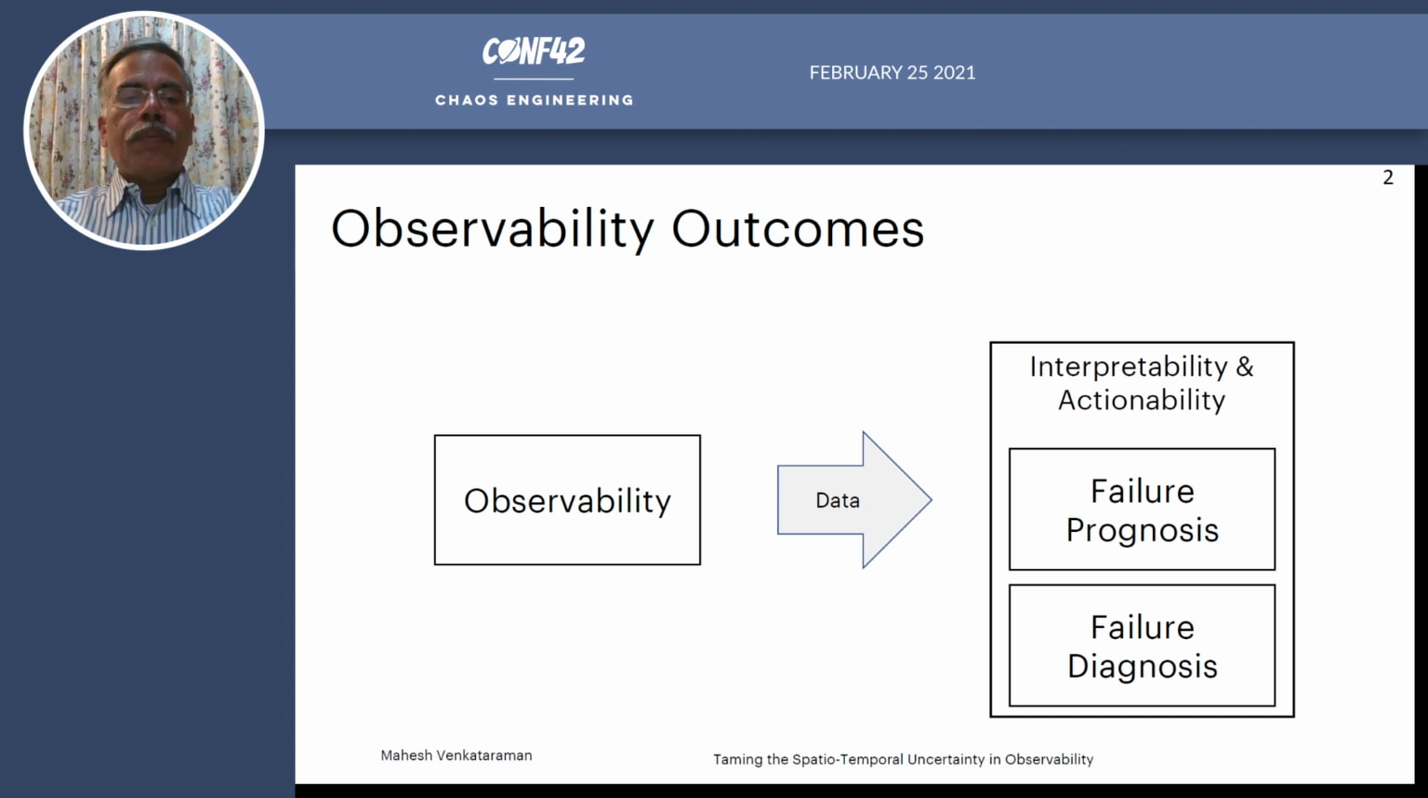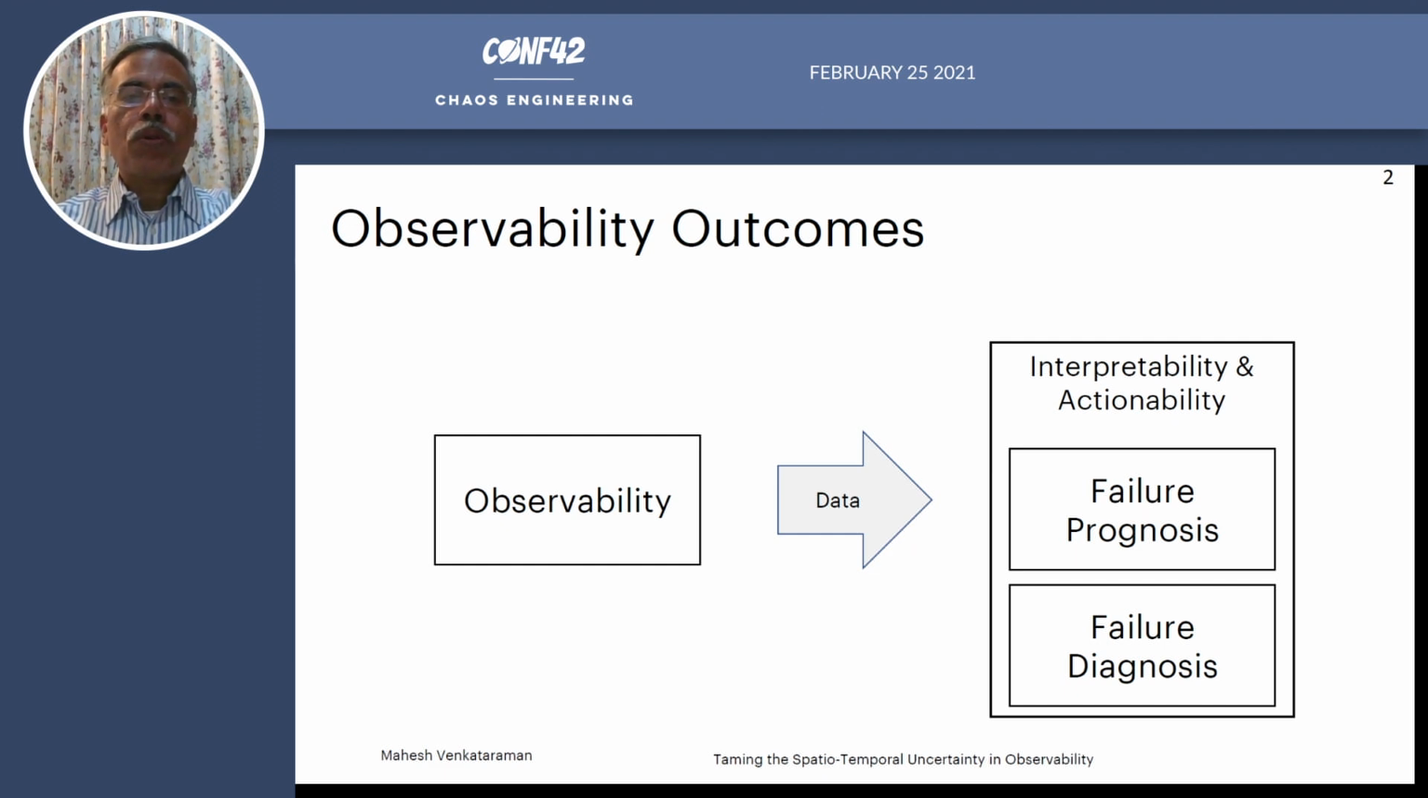Outcomes of observability. Observability is a measure of how well the internal states of a system can be inferred from knowledge of its external outputs. In practice, however, observability must enable us to accomplish two objectives. First is failure diagnosis, which is essentially inferring the cause from effects. And secondly, failure prognosis, which means enabling early warnings of any impending failure based on current observed behavior and projected failure pathways. So the objectives of observability are prognosis and diagnosis. So data must be interpretable and actionable.